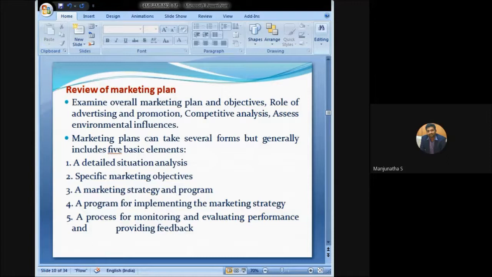Then the third marketing plan element is marketing strategy and programs. Companies convert their marketing planning into marketing strategies to get success, and also decide how to implement them through marketing programs: how to reach the top level, how to increase market share, and so on. All those programs as well as strategies they need to make. And as the fourth element, a program for implementing the marketing strategy.